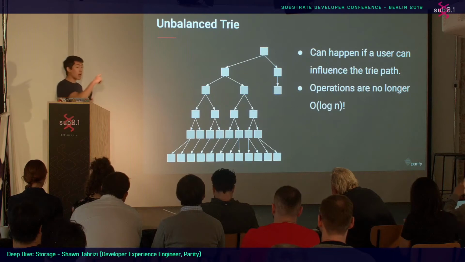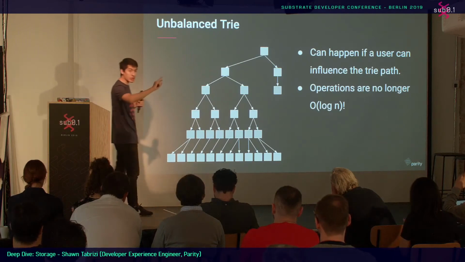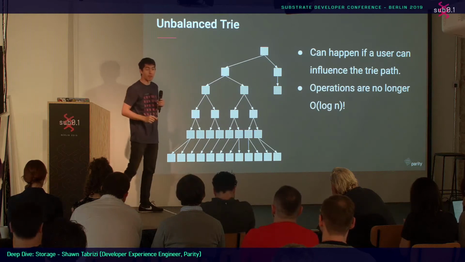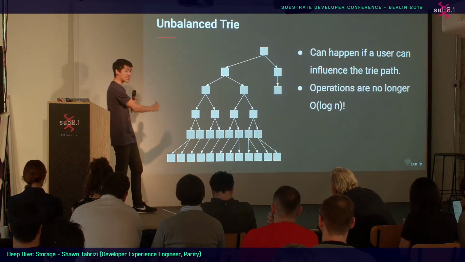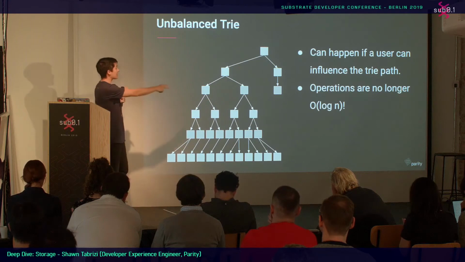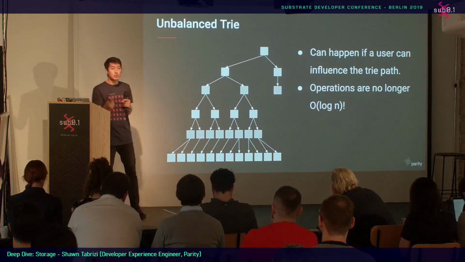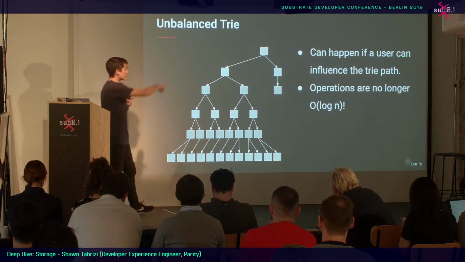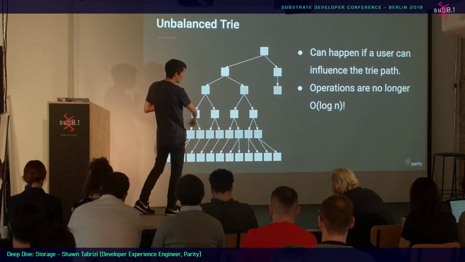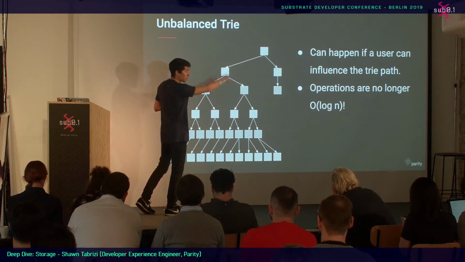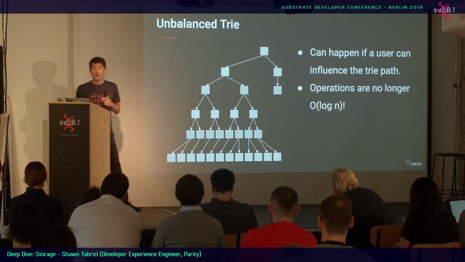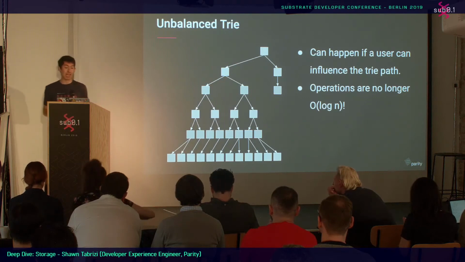And again, this is impossible if the user can influence the path. If the user can mess with these key values, control where in the tree their node exists, you can basically create these unbalanced trees. And what happens is you lose the property of your operations being O(log n). If you go down this path, the overall number of nodes is going to be a different complexity than if you go down this path. And this is going to be really bad for your database if the user is able to attack it.